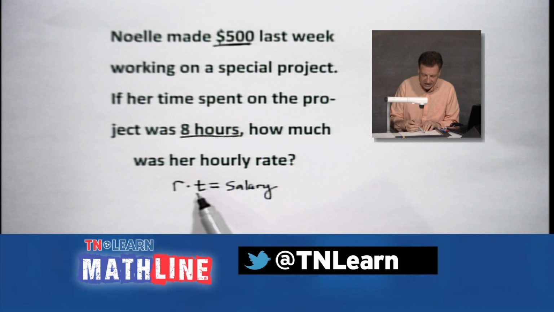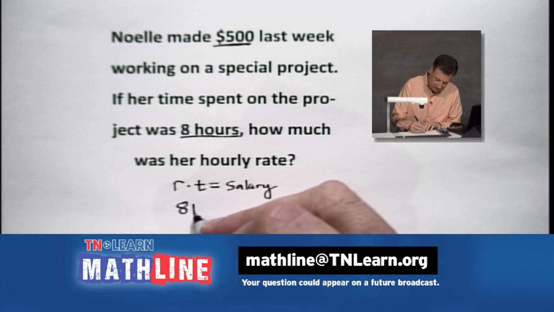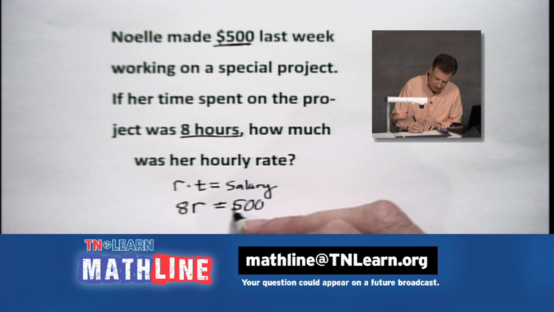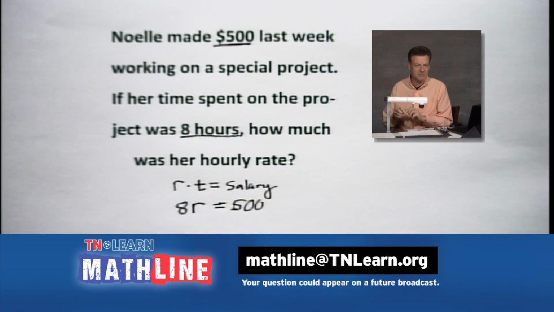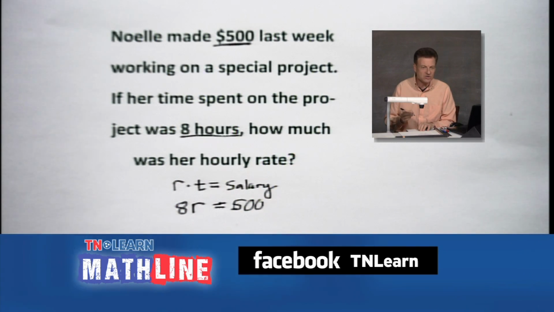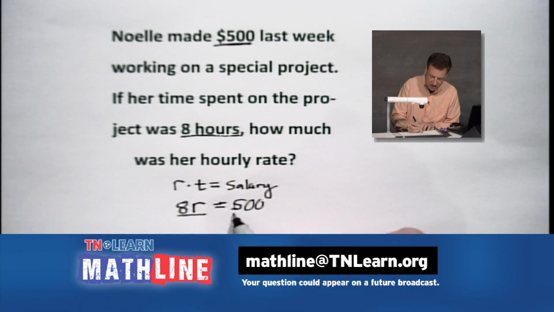Now, according to this, we went 8 hours, and we're going to multiply by that rate. And that's going to give us 500. Remember, that is dollars over there. It's good money, good money. So we're going to say 8R equals 500. So what does it say? It says 8 times something gives me 500. So to undo that, we need to divide. We undo multiplication by dividing.